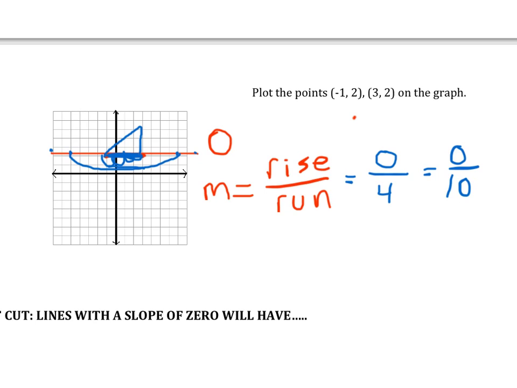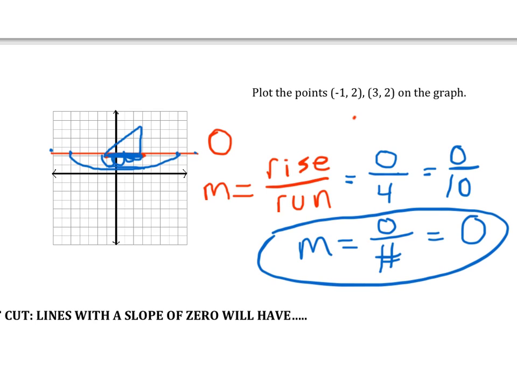Doesn't matter. Why? Because if you do 0 divided by any number, you're always going to get 0. And this math right here with the rise over the run proves why a line that is horizontal always has a slope of 0. So get this down. This is a key point with horizontal lines.